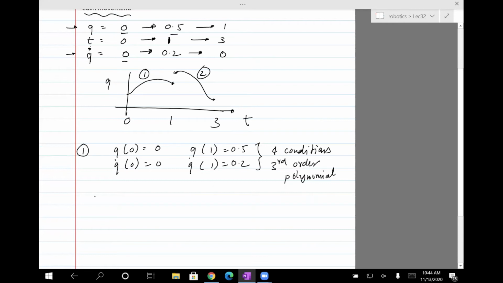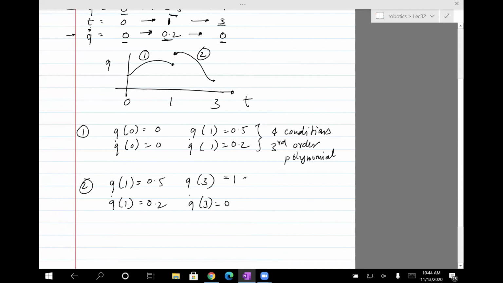Similarly, for curve 2, we have q of 1, which is here, is 0.5. Q of 3, at time 3, we have 1 radian. Q dot at 1 is 0.2, and q dot at 3 is 0. Okay, so we have four conditions, so we have a third order polynomial.